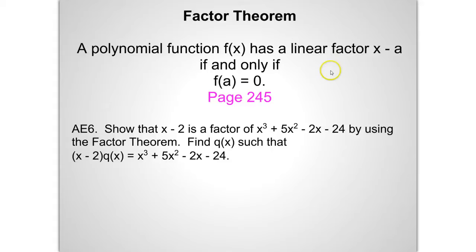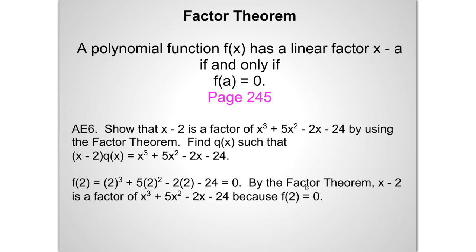We would take f of x and evaluate it at 2. So f of 2 is equal to 2 cubed plus 5 times 2 squared minus 2 times 2 minus 24, which is equal to 0. So because of the factor theorem, x minus 2 is a factor of x cubed plus 5x squared minus 2x minus 24. Notice that this example had another question to it.